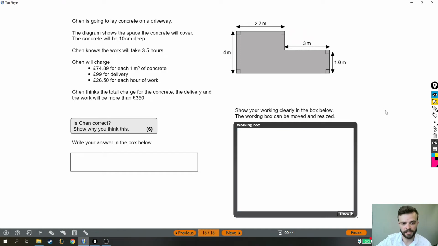Alright, so here we have a really nasty level 2 functional skills maths question. It's tough, but let's give it a read through, and as always there will be small things that we can do to pick up marks even if we're not sure how to finish the question.